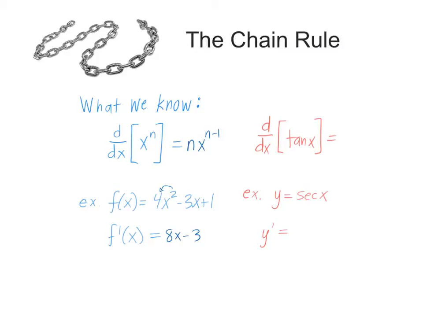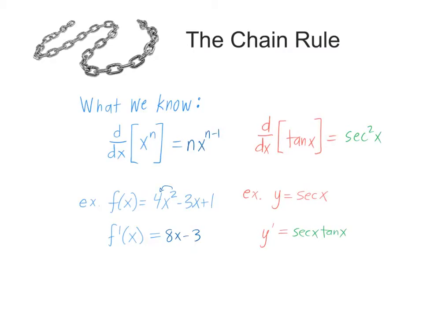We also know some trig. We know the derivatives of all of the basic 6 trig functions. The derivative of tangent is secant squared, for example. The derivative of secant is secant x tangent x.